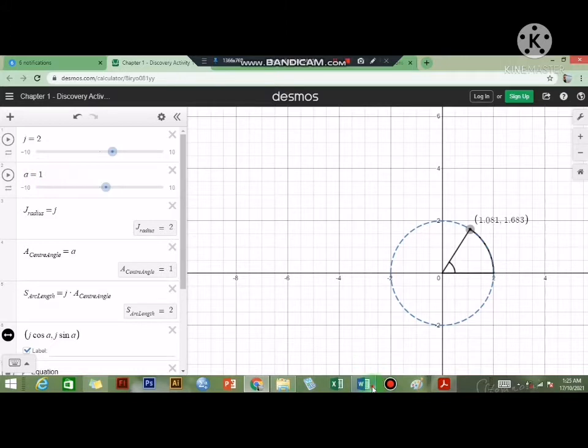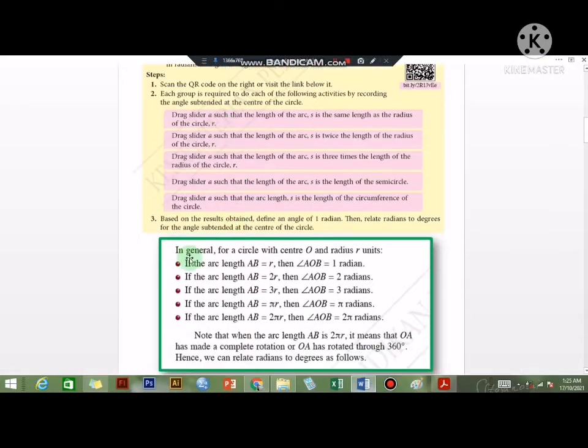So we know that in general, for a circle with center O and radius R units, if the length of arc AB is equal to the radius R, so the length of arc AB is also R, then our angle in radian is equal to 1 radian.